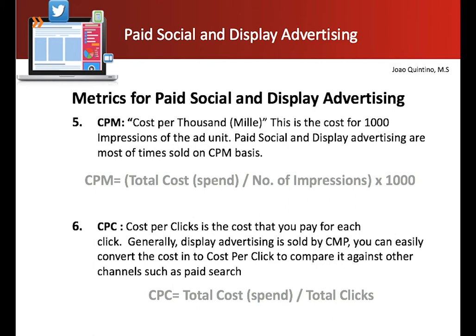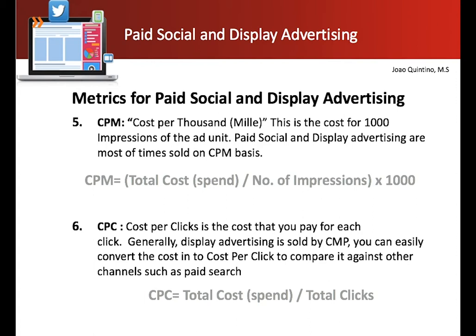Another important metric for paid social and display advertising is CPM, cost per thousand, also called cost per mille. Mille is a Latin word for thousands. This is the cost you pay for 1,000 impressions. So what that means is if a publisher charges you $10 per CPM, that means you pay $10 for every 1,000 impressions for a particular ad. Paid social and display advertising are most times sold on a CPM basis. The way you calculate CPM is the total cost of spending divided by the number of impressions multiplied by 1,000. So again, total spend divided by total number of impressions multiplied by 1,000.